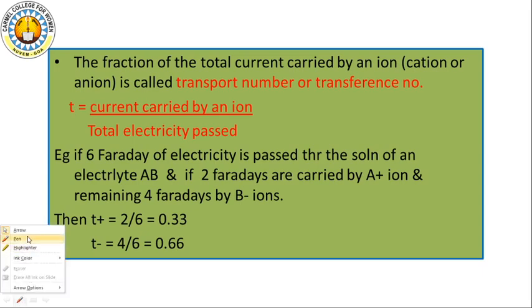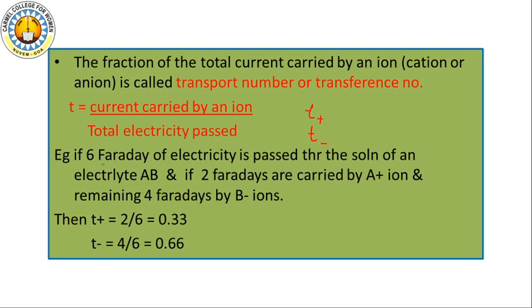It will be written as T plus for the positive ions and T minus for the negative ions. So the transport number is nothing but the current carried by an ion divided by the total electricity that is passed.